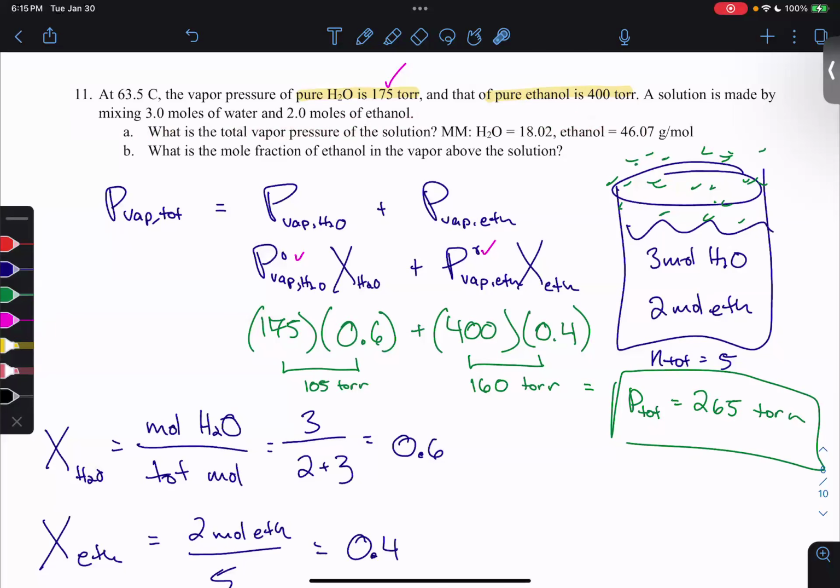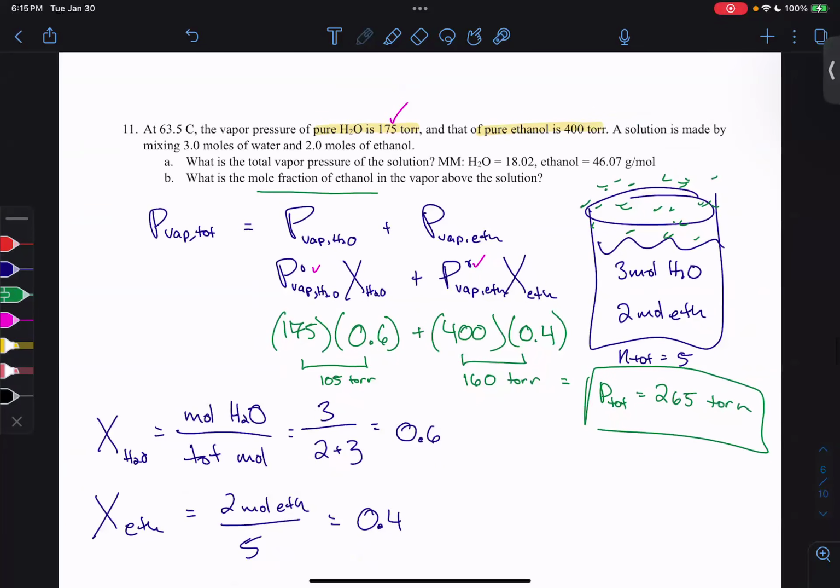So a follow-up question that we can ask that is actually inherently a little harder is to ask about the composition of the vapor phase, of the vapor. We calculated mole fractions, but the mole fraction of what component of this picture? We calculated the mole fractions of components in the liquid phase. So B is not asking the same thing. I know it's asking mole fraction, but it's not referring to the mole fraction that we just calculated. That is the mole fraction of the liquid phase. We want the mole fraction of ethanol in the vapor phase.